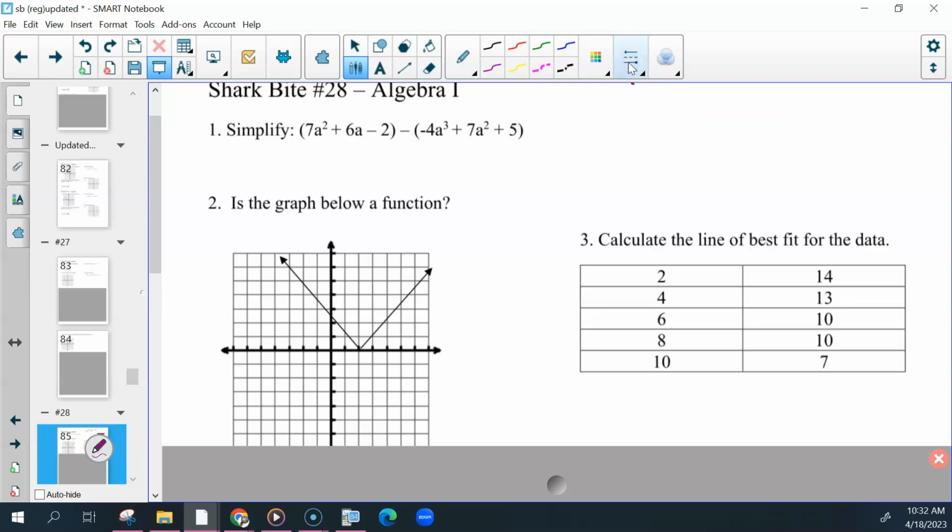One, distribute the negative to everything. I think that would be the easier of the two because you don't really have like terms in both sets of parentheses. If you didn't do it this way, that's okay. And then rewrite everything. So 7a squared plus 6a minus 2 plus 4a cubed minus 7a squared minus 5.